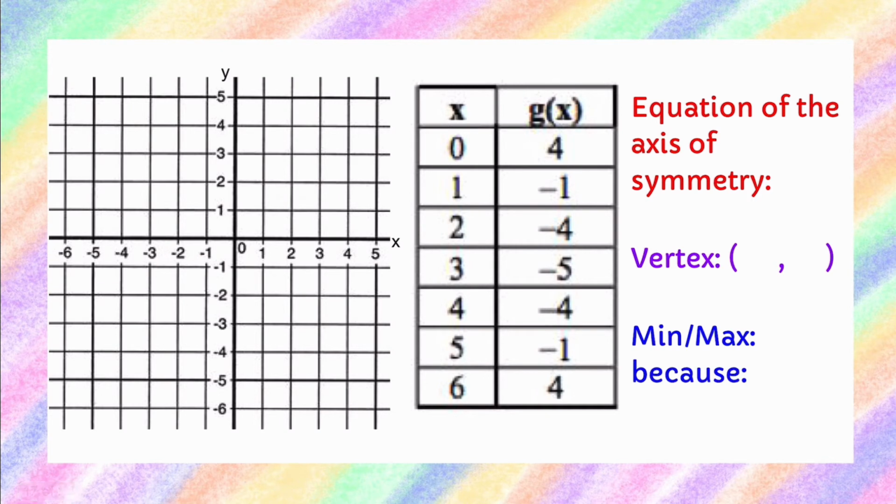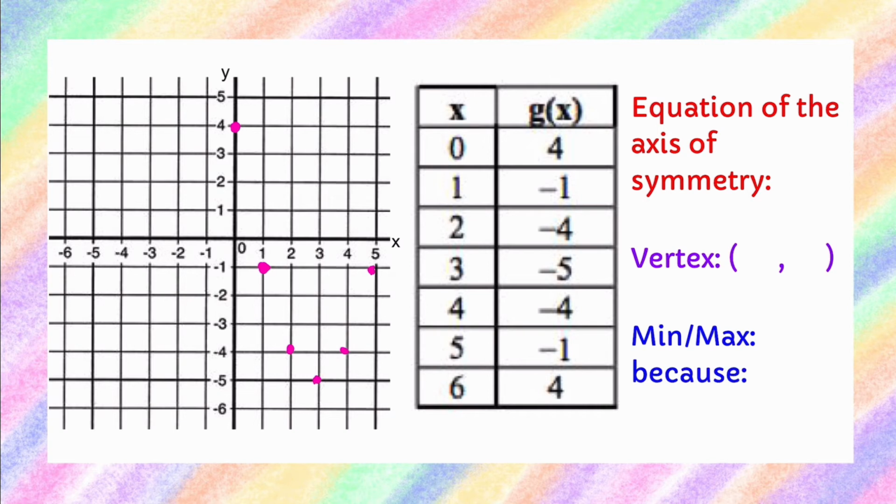Okay, let's try this again with a table. So what is the equation of the axis of symmetry? You can actually tell all this just from the table, but I'm going to go ahead and graph these points just to make it a little easier. So my first point being 0, 4. The next point being 1, -1. And then 2, -4. 3, -5. Then I make my turn, 4, -4. 5, -1. And then I have that other one cut off there.